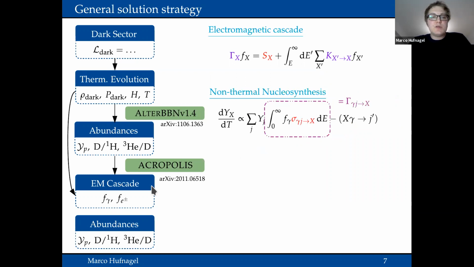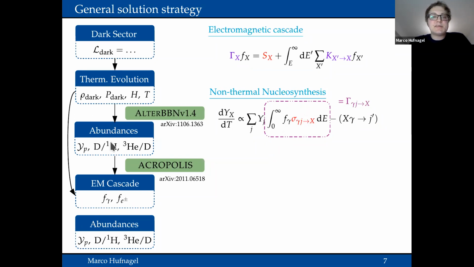And then finally, when you have this non-thermal spectrum, there's one last Boltzmann equation that you have to solve. And this one is very similar to the first one in the sense that the variation is proportional to the initial abundance times a rate. But this time, the rate is actually given by the photodisintegration reaction. So the cross-section of the different reactions times the non-thermal spectra integrated over all energies.